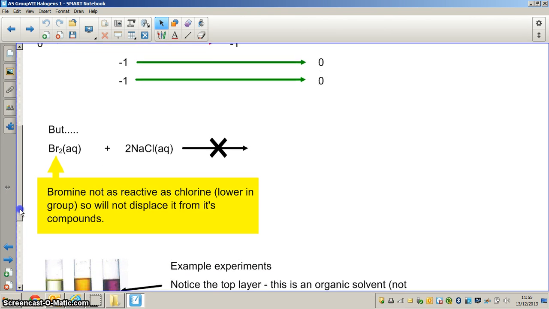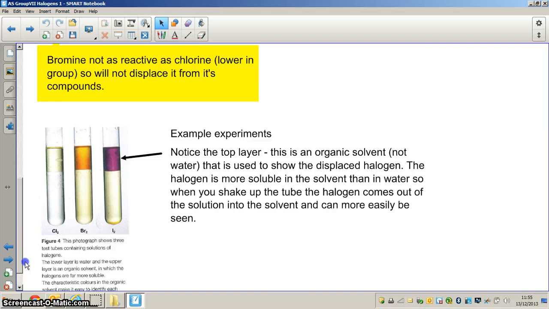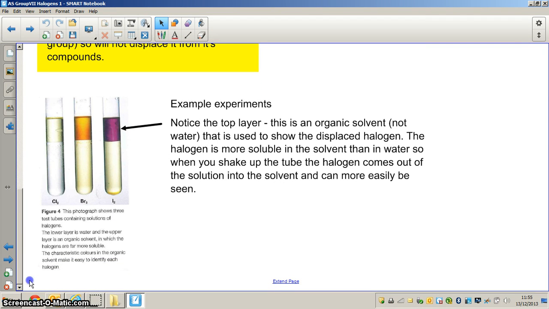If we follow this through then with all of the solutions, so here we have chlorine added to sodium chloride, chlorine added to sodium bromide, and chlorine added to sodium iodide, you'll see the results of the experiment more graphically. Okay, so in this case nothing. Chlorine will not replace chlorine because it's the same reactivity.